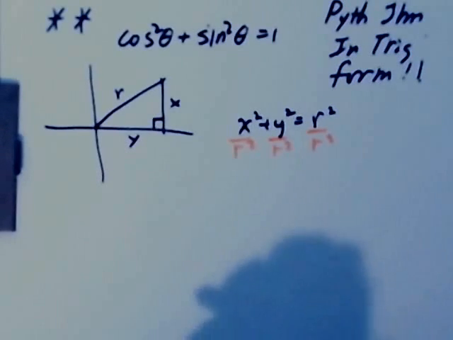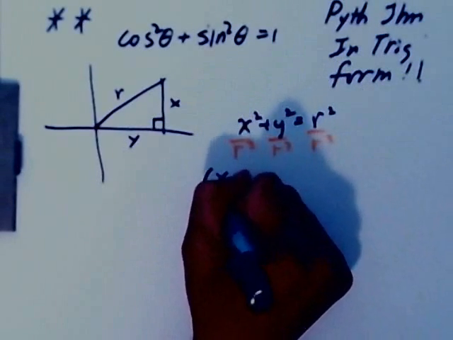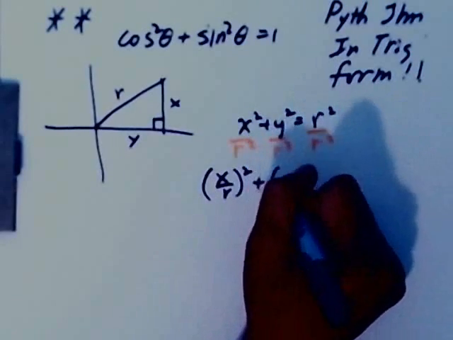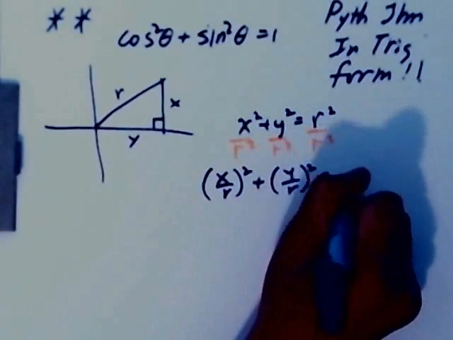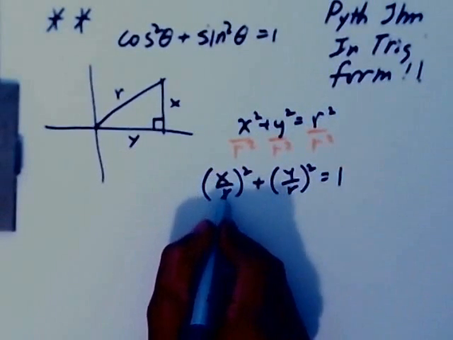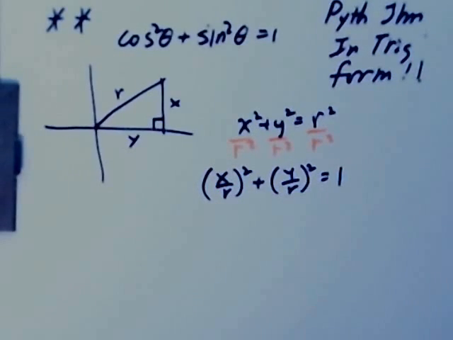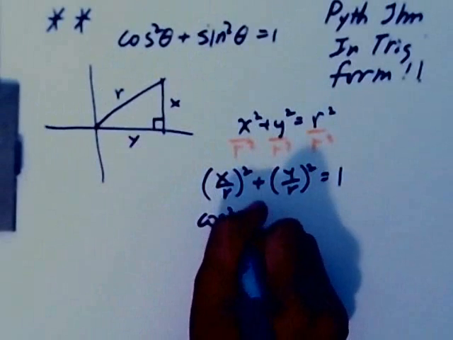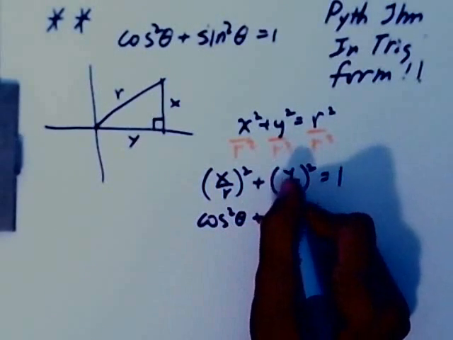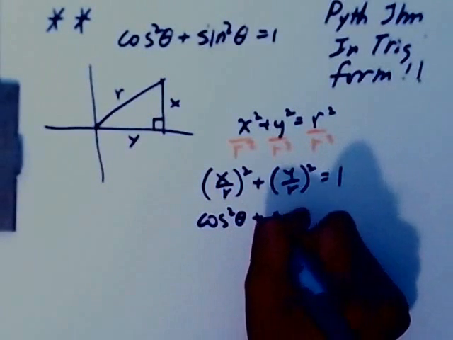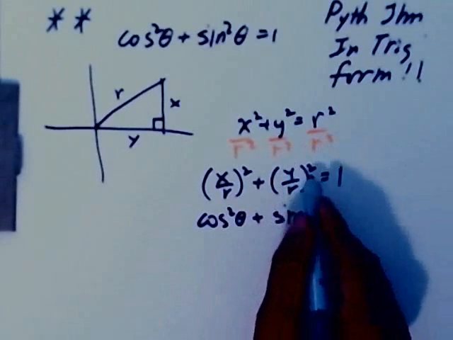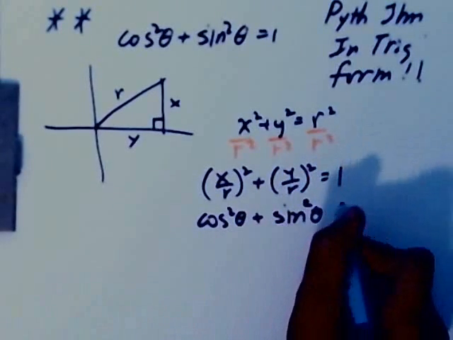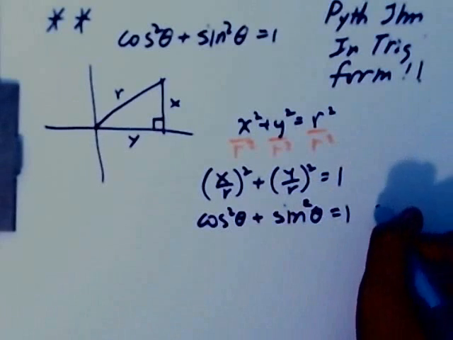On the left hand side of the equation, I get x over r, quantity squared, plus y over r, quantity squared, is equal to 1. What is the ratio of x to r? That was cosine. Oh, there it is. Cosine squared of theta plus y over r, the ratio of that happens to be sine of theta. Since we squared it, we have to square it right there, equals 1. QED.